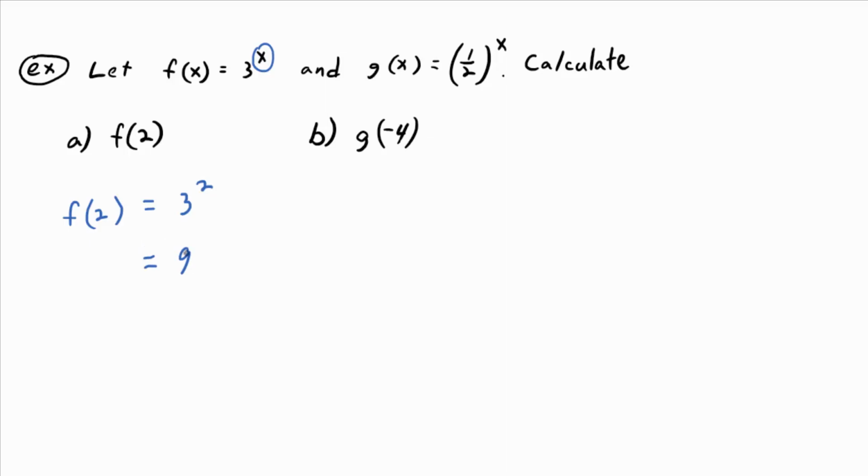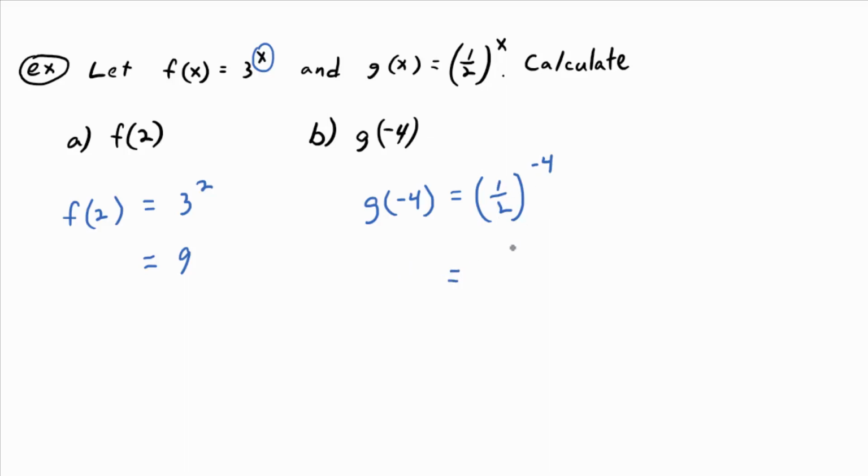I've got to remind you what the negative means. So g of negative 4. So g is 1/2 to the x power. What's g of negative 4? It would be 1/2 to the negative 4. What does the negative mean? How do we get rid of the negative? It just means take the reciprocal, doesn't it?